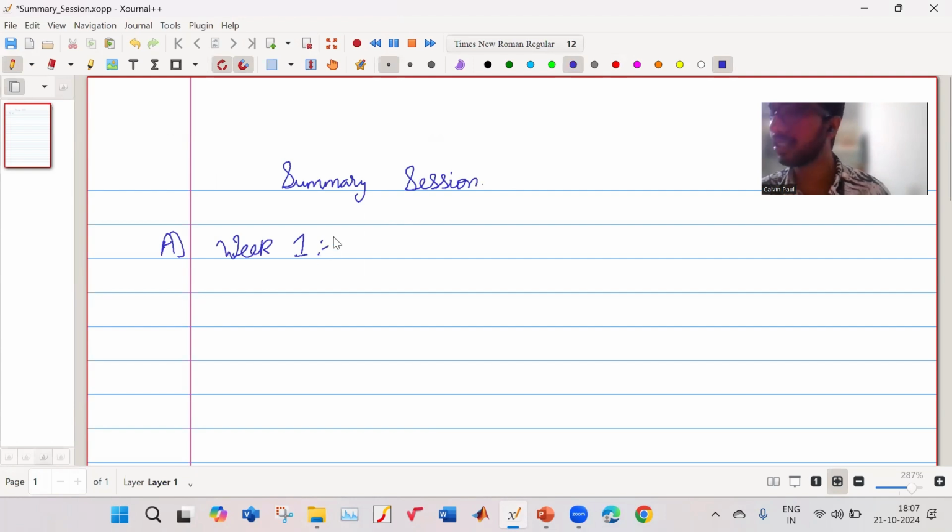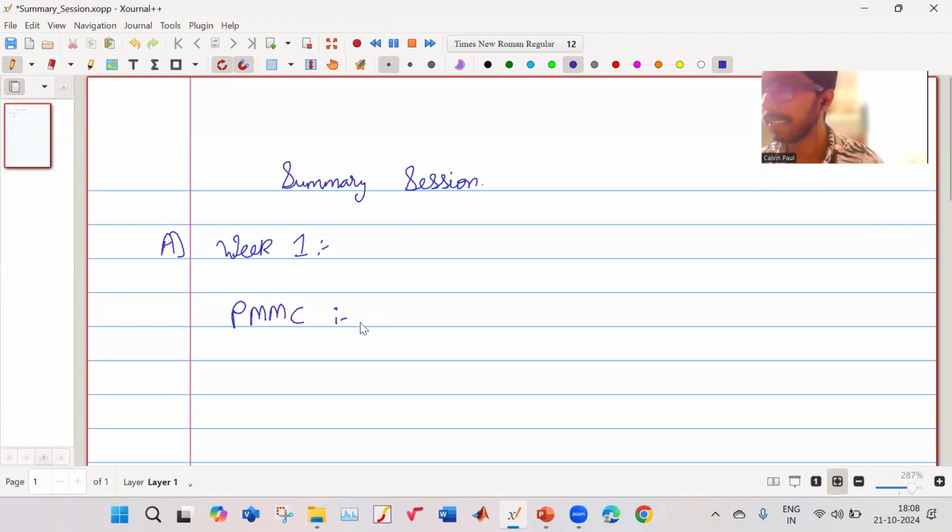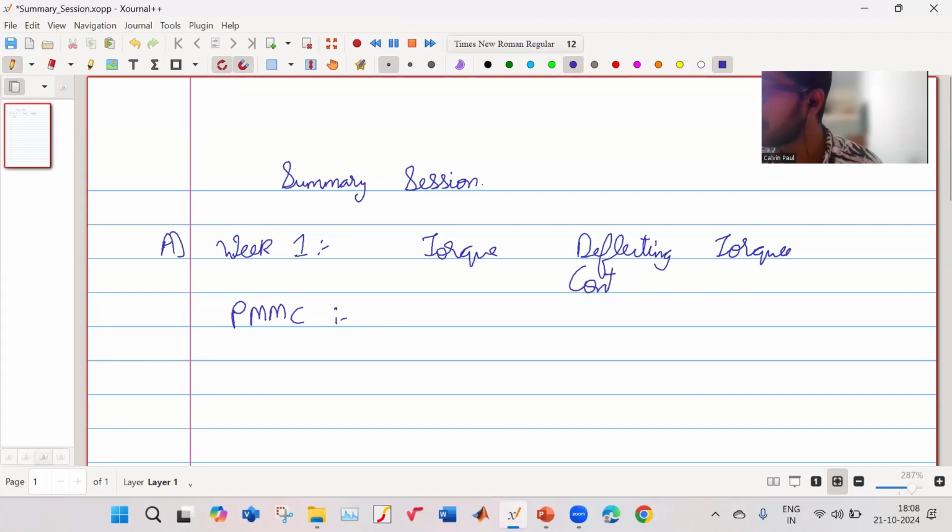Okay, so in this week, sir taught about various types of instruments. One is the PMMC. PMMC stands for Permanent Magnet Moving Coil. As in all these instruments, there's something known as a torque. They generate torques. There are two torques: a deflecting torque, and a controlling torque.